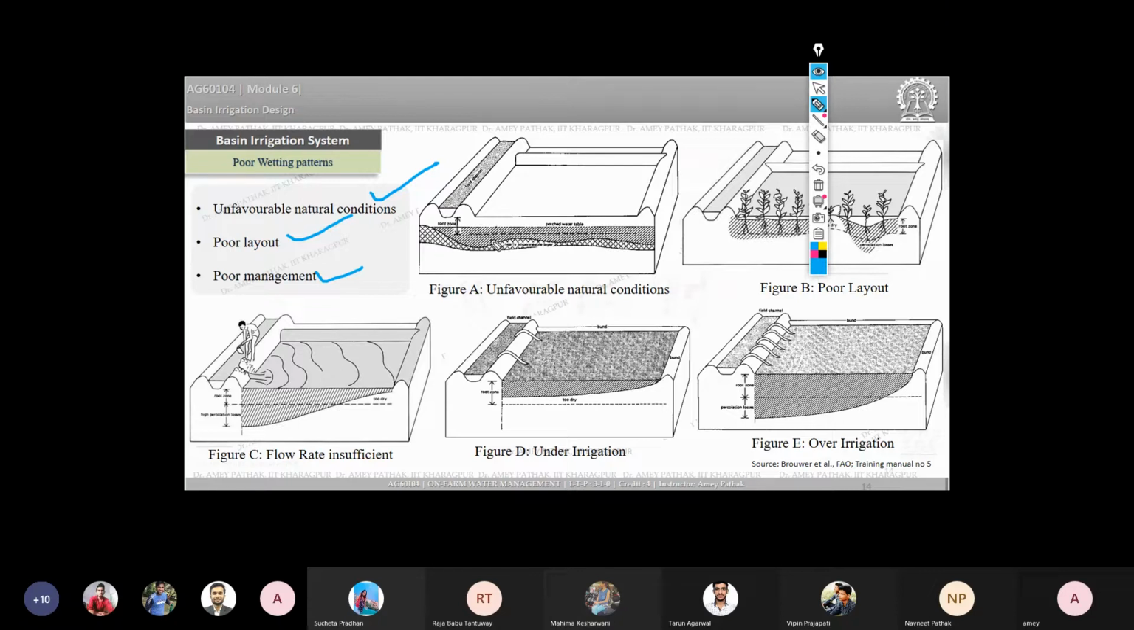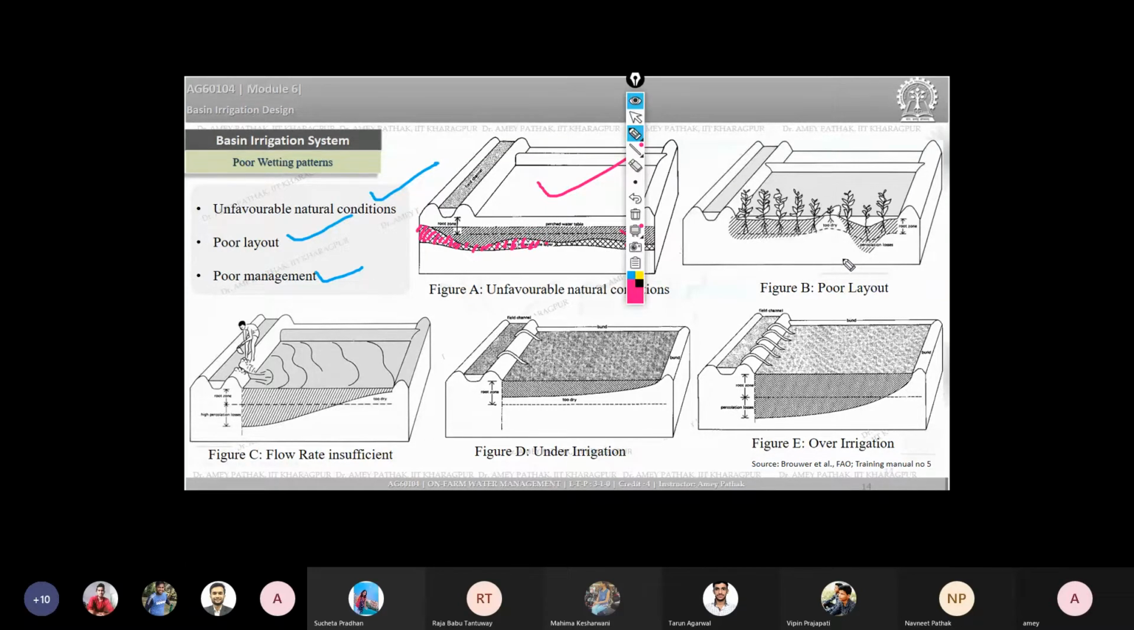Here there is some purged layer, meaning some kind of impervious surface. These checks denote the impervious layer. Irrespective of how you design, because of the presence of this natural condition, the wetting pattern cannot be uniform over the entire field. So that is the first case, because of the natural condition. That results in a poor wetting pattern; you can see the wetting profile is not uniform.